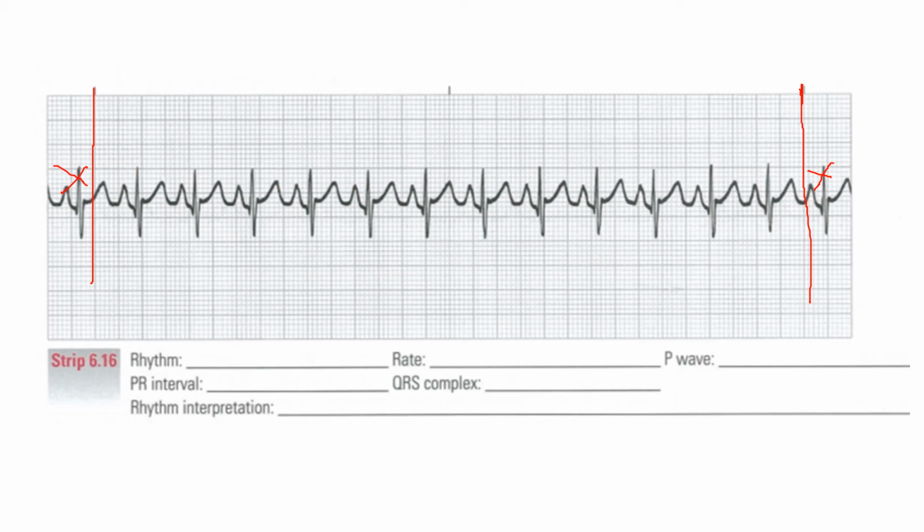All right, let's erase all that. So heart rate is 125. P waves, you do have P waves. They're all upright. They all look the same. We know that this came from our SA node, so we're going to call it sinus.